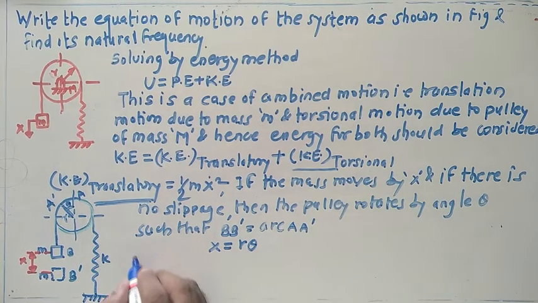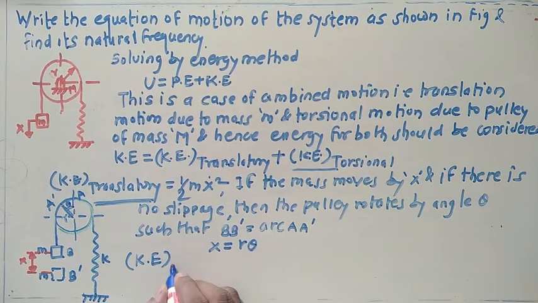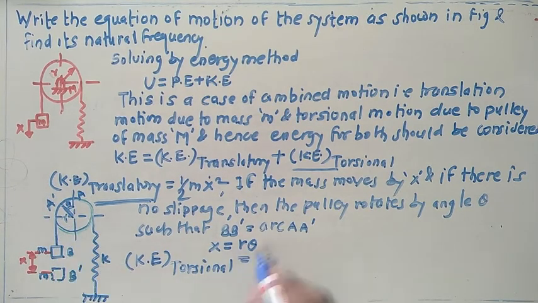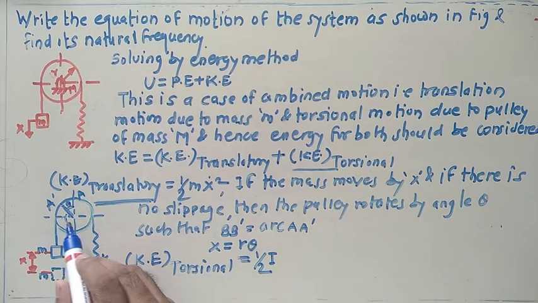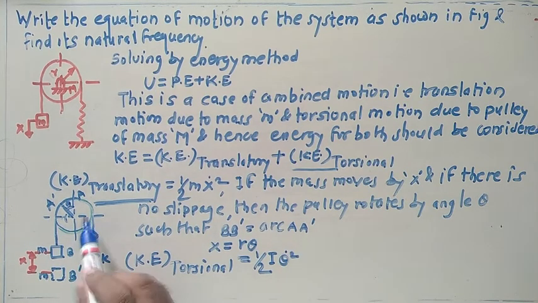Okay, torsional or rotational motion possessed by this pulley. So what about the kinetic energy by torsional motion of this pulley? You can get it this way: 1/2 times the mass moment of inertia of this disk, that is I, and its velocity you can get in terms of theta. Okay, so theta single dot indicates its velocity.